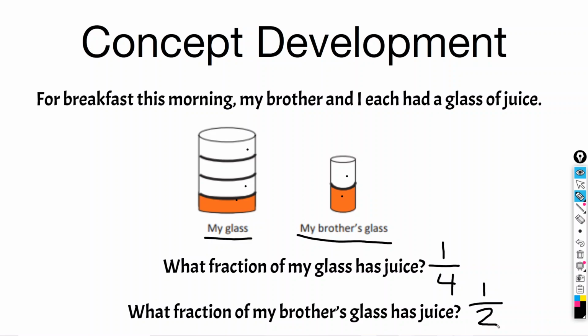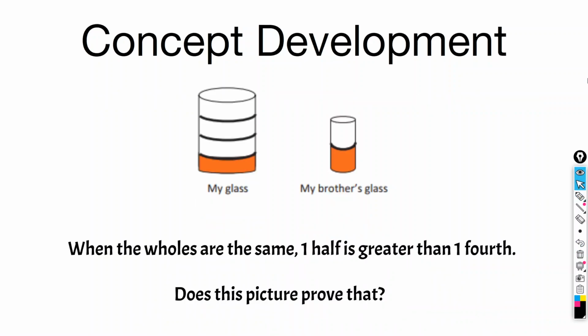Now, yesterday when we were comparing fractions, we said that 1/2 is greater than 1/4. But when you're looking at these two different size objects, it's hard to really tell that this 1/2 is greater than this 1/4 because this container is so much bigger. So when wholes are the same, or when we're working with two objects that are the same size, we know 1/2 is greater than 1/4. Does this picture prove that? No, this does not, because they are two different size objects.